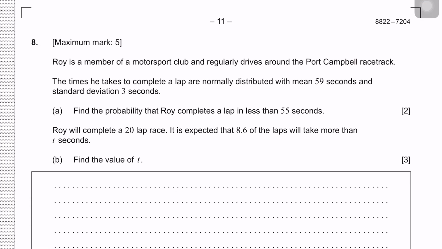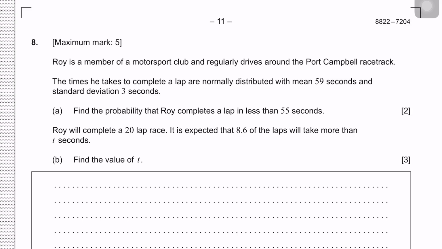Question 8. Roy is a member of a motorsport club and regularly drives around the Port Campbell racetrack. The times he takes to complete a lap are normally distributed with a mean of 59 seconds and a standard deviation of 3 seconds. Part A asks us to find the probability that Roy completes a lap in less than 55 seconds.